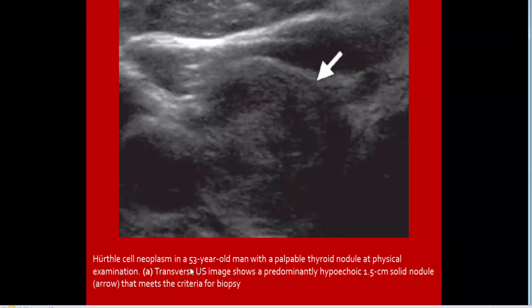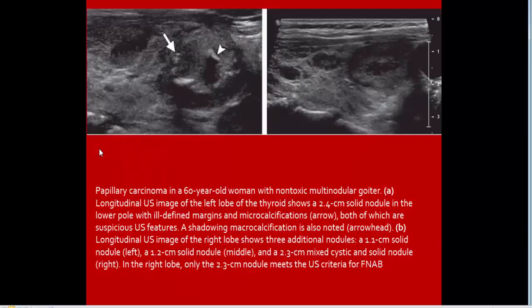Hürthle cell neoplasm in a 53-year-old man with a palpable thyroid nodule on physical examination, with a predominantly hypoechoic 1.5 cm solid nodule that meets the criteria for biopsy. Papillary carcinoma, as we see, in a non-toxic multinodular goiter. With this sonogram, we show a 2.4 cm solid nodule in the lower lobe with well-defined margin and microcalcification. This is a suspicious ultrasound feature.